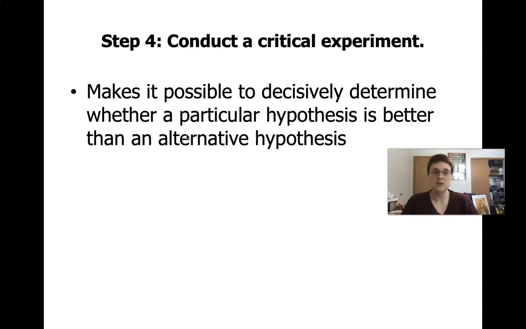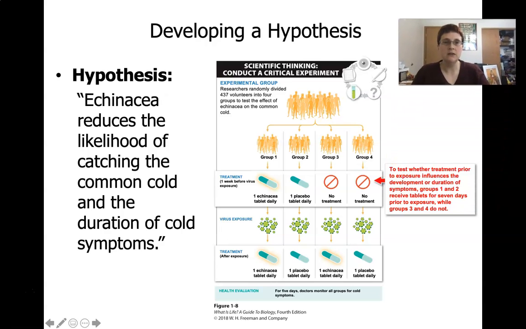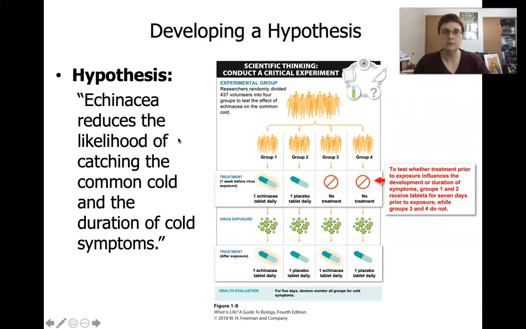So you're going to set up some way to be able to test your hypotheses. So here we're going to take a look at developing the hypothesis into an experiment. All right, so now we're at the experiment section. We've got our hypothesis. Echinacea reduces the likelihood of catching the common cold and duration of cold symptoms. So we're going to need a group of test subjects.